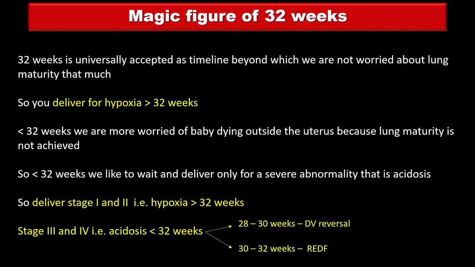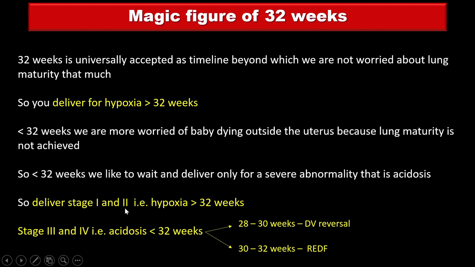And then we have this magic figure of 32 weeks. So 32 weeks is universally accepted as timeline beyond which we do not worry about lung maturity that much. So you deliver hypoxias after 32 weeks. So we wait until after 32 weeks for hypoxia. Before 32 weeks, we are more worried about the baby dying outside the uterus because of lung maturity, which is not achieved. So before 32 weeks, we deliver only when the situation inside is too bad. That is stage 3 or 4 FGR, which is acidosis.